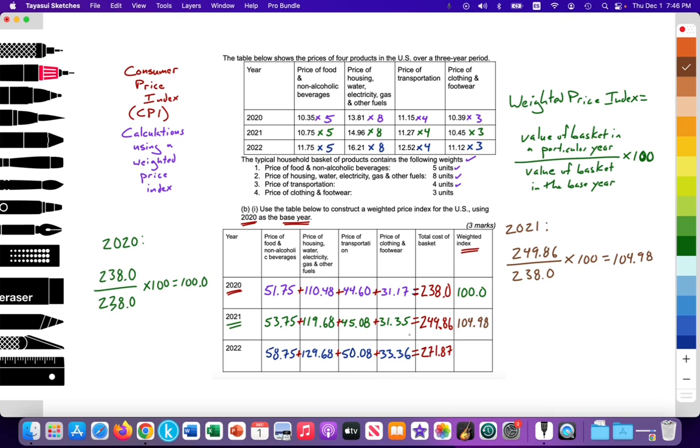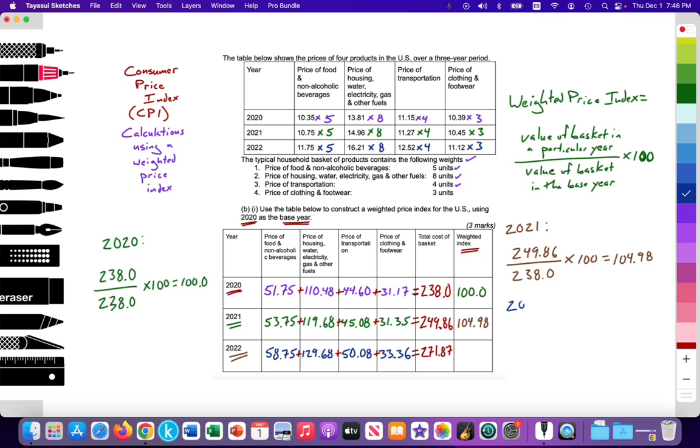So the weighted index is 104.98. Now go ahead and pause the video and calculate the weighted index for 2022, taking the value of the basket divided by the base year. Pause the video and tell me what number you get. Pause the video now. Great, so let's check your work.